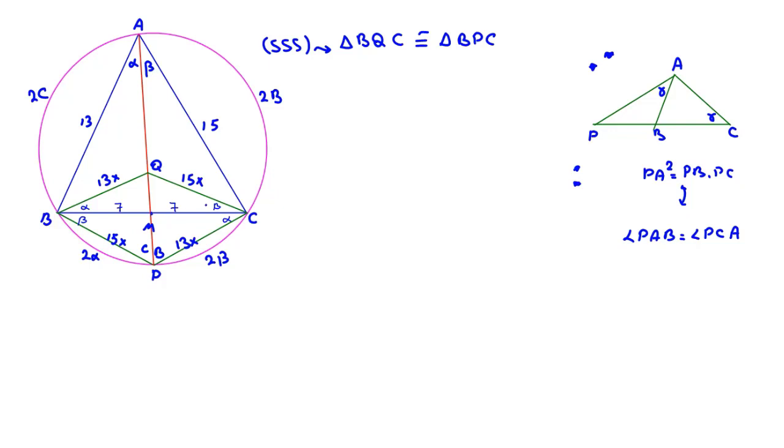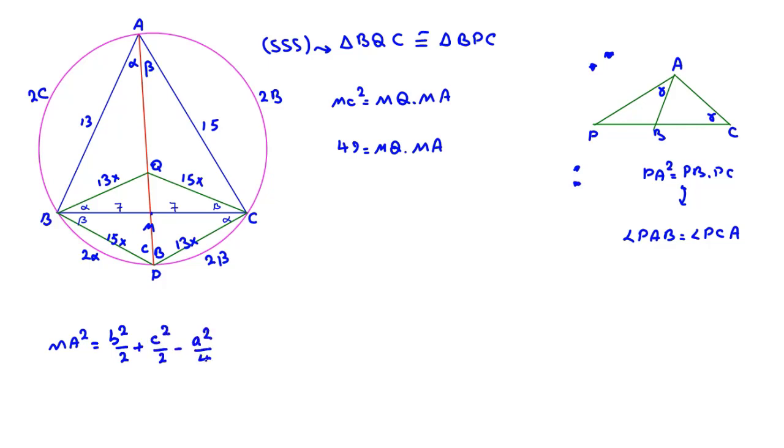Now, if you use here, this angle equals this angle, so MC squared equals MQ times MA. MC squared is 49, equal to MQ times MA. Now we want to find MA. MA is the median of ABC. It has a formula itself. You can also use Stewart's theorem, but for MA squared, memorize this. It's useful: B squared over 2 plus C squared over 2 minus A squared over 4.